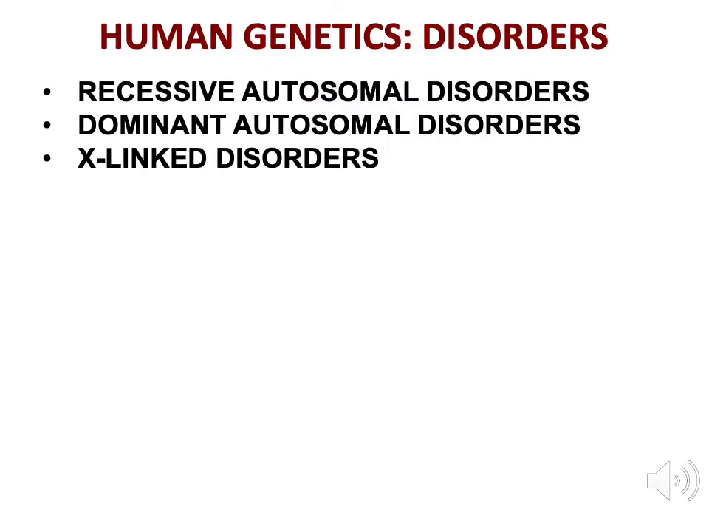Now we're going to turn our attention to 3 basic types of human genetic disorders: recessive autosomal disorders, and those are disorders that are encoded in recessive alleles on chromosomes number 1 through 22; dominant disorders that are likewise encoded on alleles on chromosomes 1 through 22, but these are dominant alleles; and then finally X-linked disorders, which are encoded on the X chromosome. Now, in each of these cases, what we are going to do is learn how we can diagnose these disorders by looking at a family history, what is commonly called a pedigree chart.